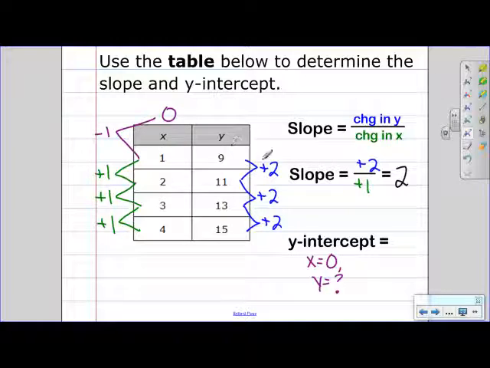So then we have to follow the same pattern on the y side. So if we follow the same pattern and subtract 2, 9 minus 2 is 7. So when x is 0, y is 7. So that would be the y-intercept, 0, 7.